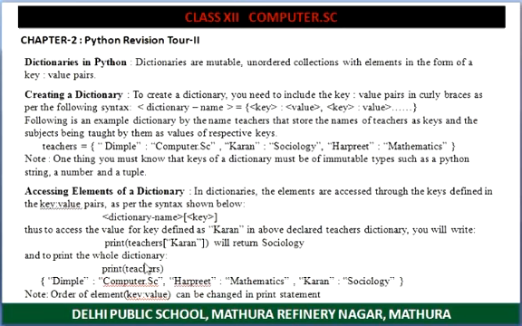To print the whole dictionary, you write print dictionary name and it will print the dictionary. The order can be changed. The order of the key-value pairs can be changed in the print statement. And if you want to access the value of any key, then you have to use the key. Print teacher Karan will return sociology. Here Karan is the key and sociology is the value.